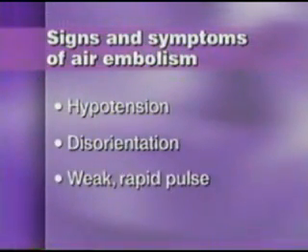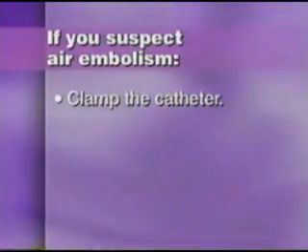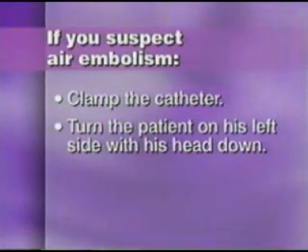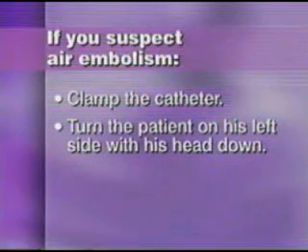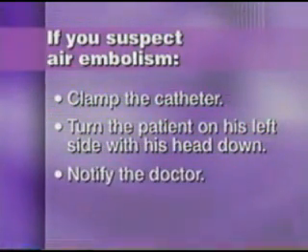If you think your patient has an air embolism, clamp the catheter to keep more air from entering. Then turn the patient onto his left side with his head down. This position encourages air to enter the right atrium and will minimize migration of the embolus. Then notify the patient's doctor and give oxygen as ordered.